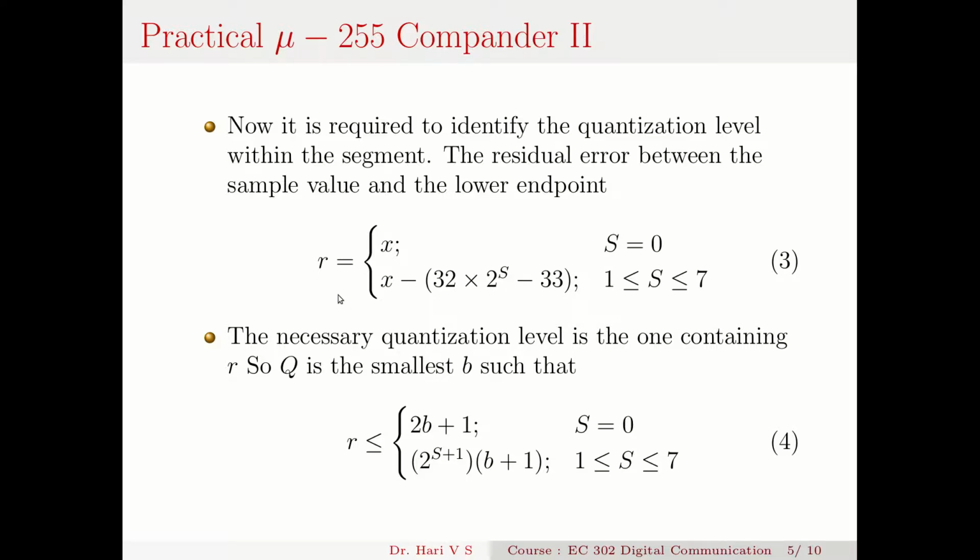Once this residual error is computed, we can find the quantization level. The necessary quantization level is the one containing r. So Q is the smallest b such that r is less than or equal to 2(b+1) if the segment is 0, or else it is 2 raised to s plus 1 times (b+1) for segments 1 to 7. Then this b value will be between 0 and 15, so it can be represented by 4 bits.